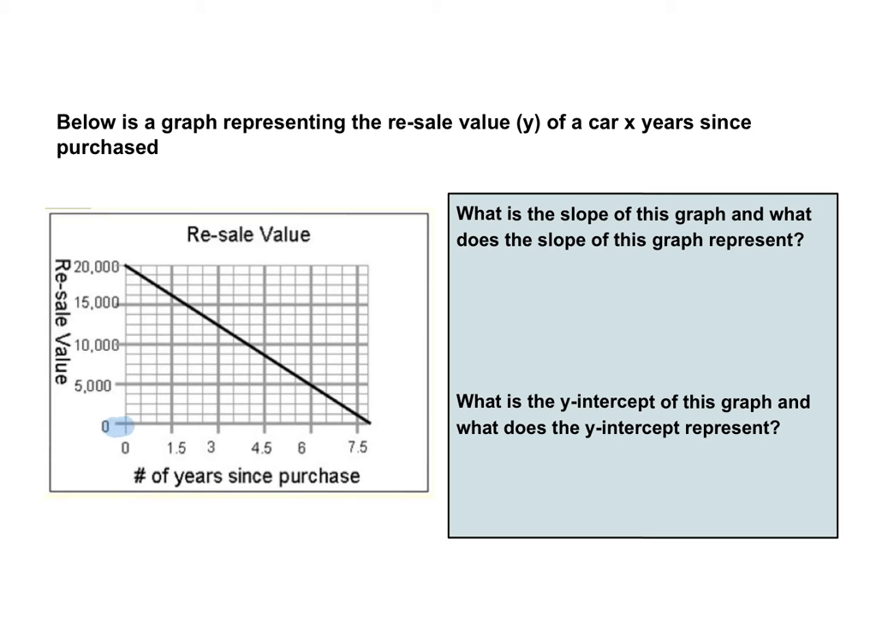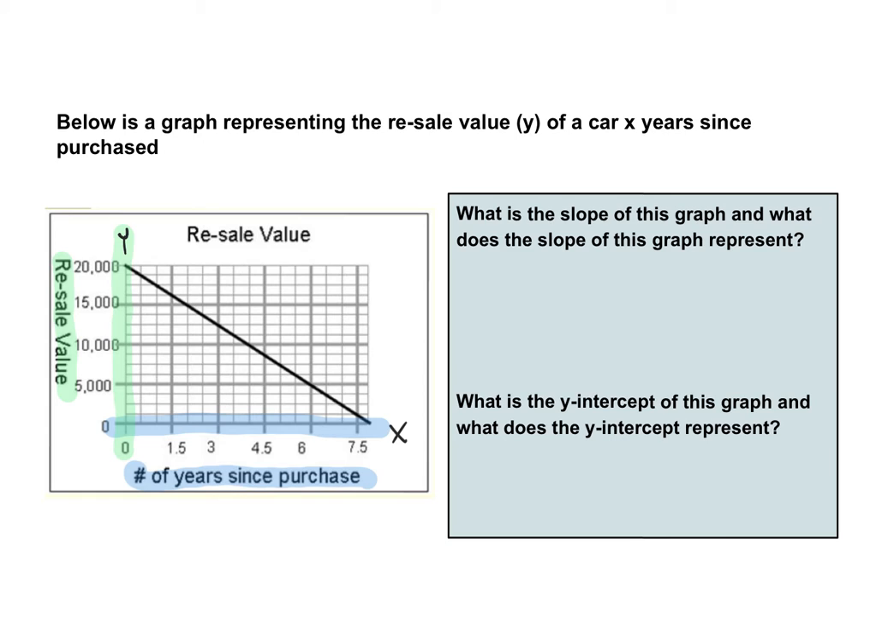So we have our x-axis running along right there in the blue, and that represents the number of years since purchase of the car. Again, that is our x-axis. And then we have our y-axis going vertically. And all the numbers along our y-axis are the resale value of this car. So again, in green, that is our y-axis.